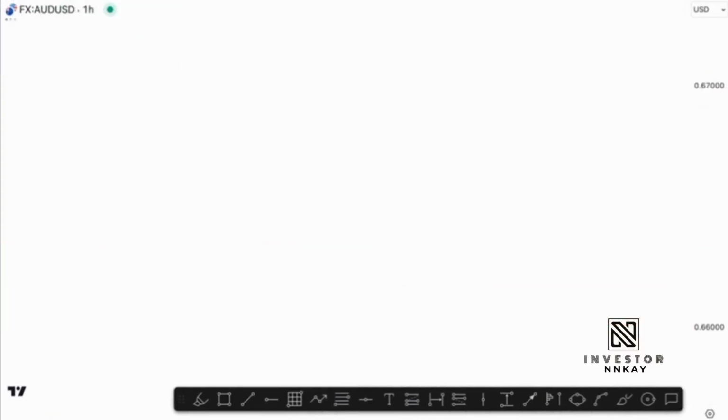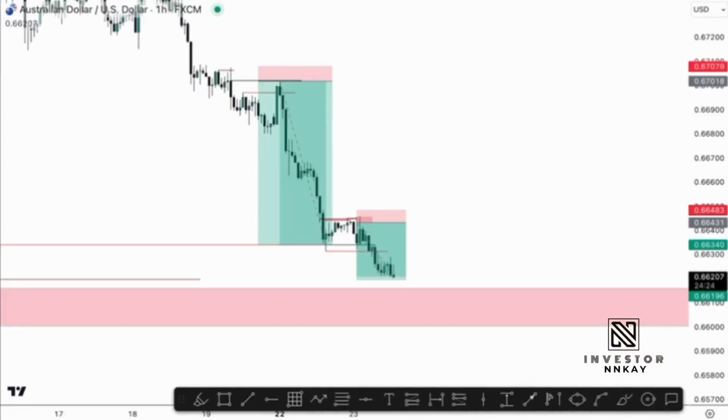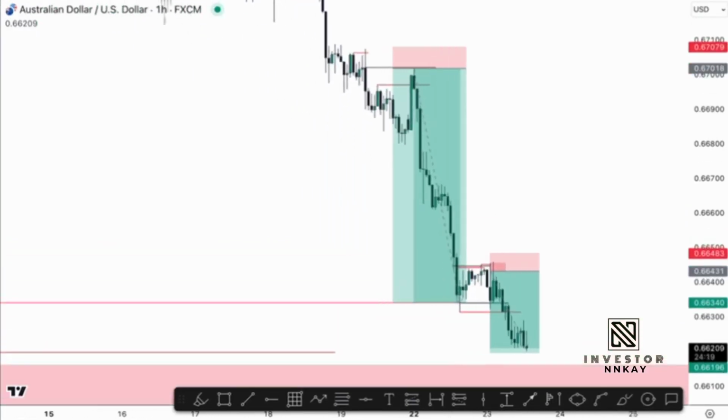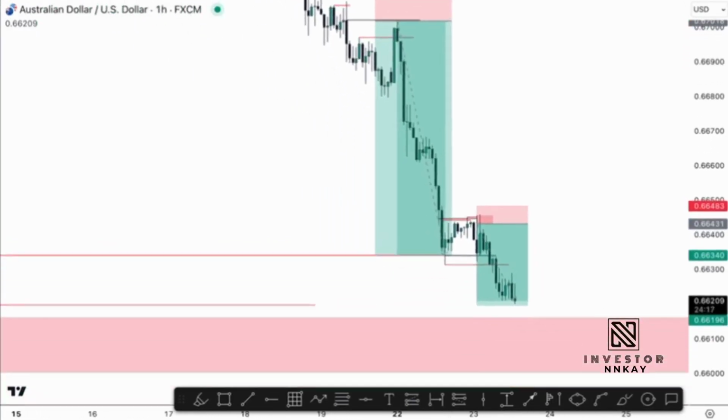So this is my AUDUSD chart. Actually, I've been trading this pair for a while. It's a currency pair, Australian dollar, US dollar. So this chart is actually on the 1 hour time frame.